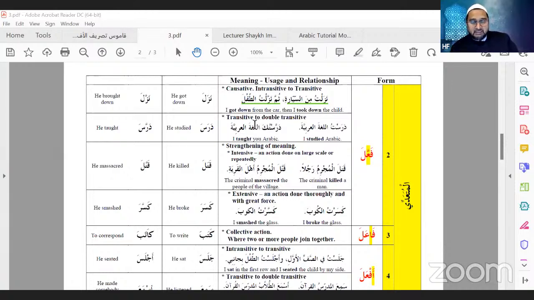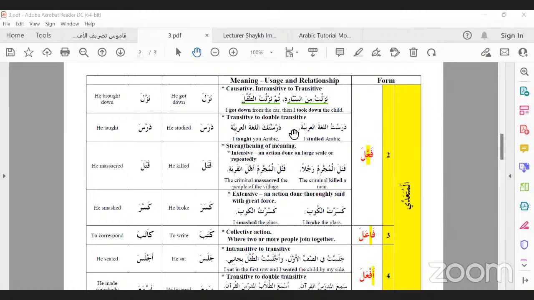Now what this means is that the three-letter verb was already a verb which required an object. Now when we put it on the pattern of darasa, he taught, it requires two objects. How does it require two objects? Let's read the Arabic and translate it. Bismillah, and I'll help you. Darrastuka al-lughata al-arabiyyah. I taught you Arabic.